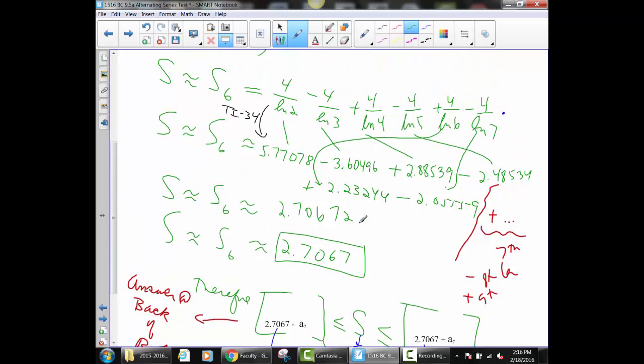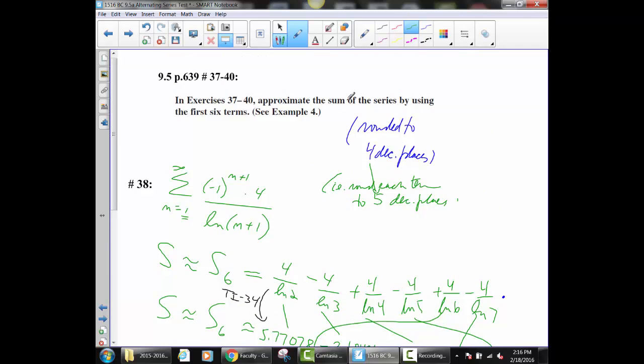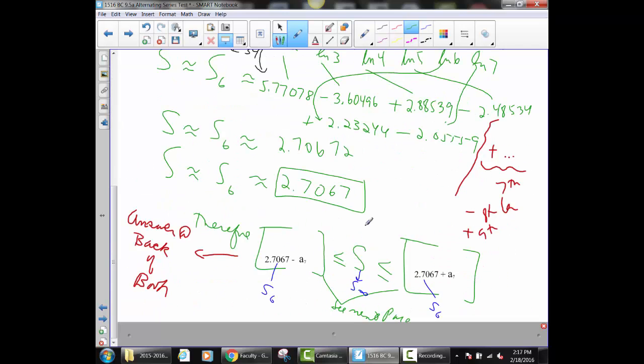Now what's interesting is it says approximate the sum, but it doesn't give you the sum. It tells you that the actual sum, which is the sum of all the terms, is going to be between 2.7067 minus the 7th term and 2.7067 plus the 7th term. Because you've got to think about it, if it converges, the absolute values of the terms are getting smaller and smaller and smaller.